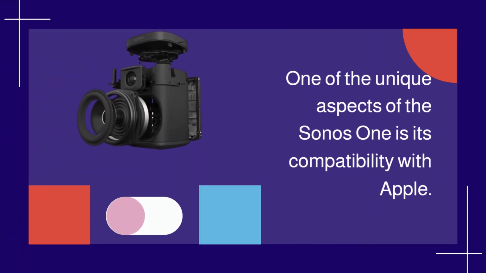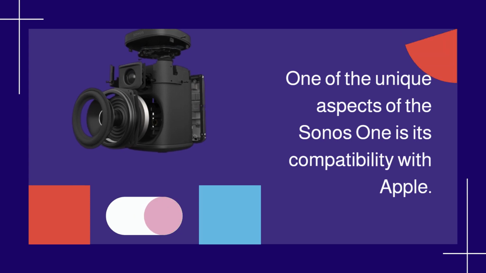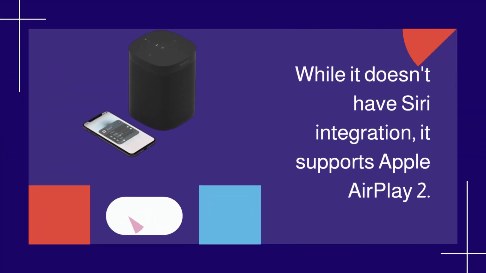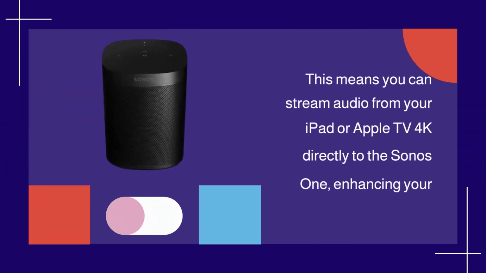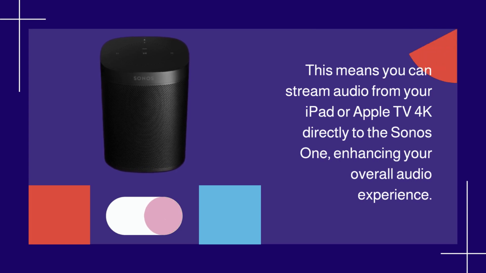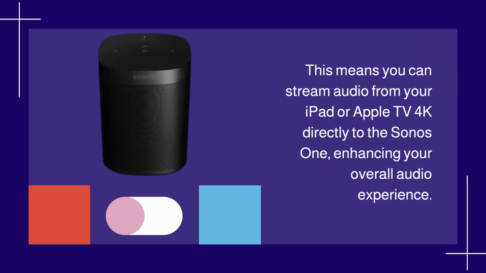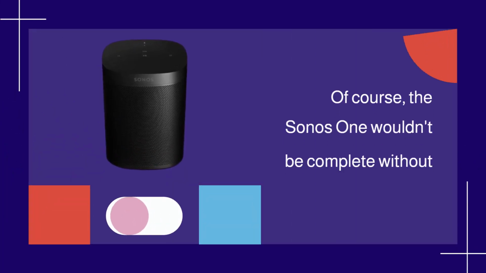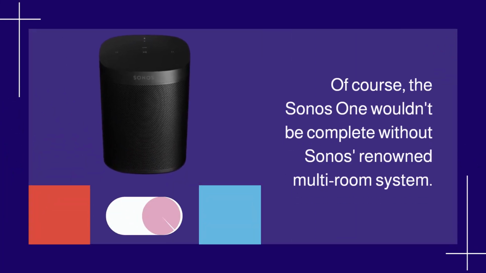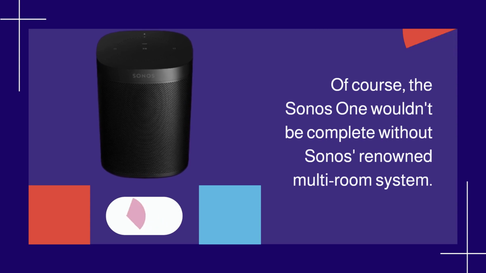One of the unique aspects of the Sonos One is its compatibility with Apple. While it doesn't have Siri integration, it supports Apple AirPlay 2. This means you can stream audio from your iPad or Apple TV 4K directly to the Sonos One, enhancing your overall audio experience. Of course, the Sonos One wouldn't be complete without Sonos' renowned multi-room system.